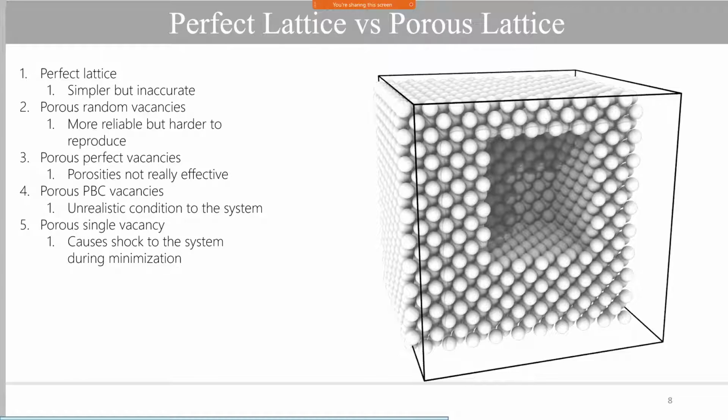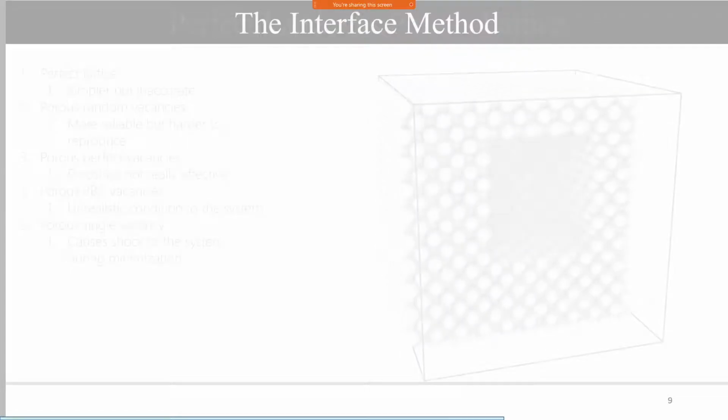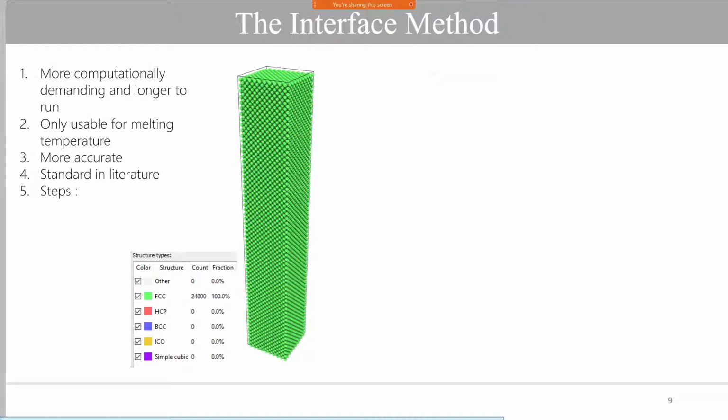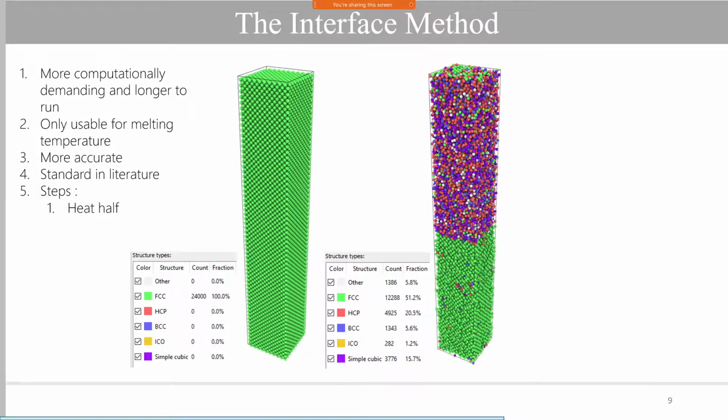Another methodology for evaluating the melting temperature is the interface method. It's more computationally demanding and it takes longer to run. However, it's much more accurate, and this is why it's the standard in literature. So here are the basic steps. First off, you create a big simulation box and you heat up half of it. The idea behind the interface method is that when you create a liquid and you have the interface between the liquid and the solid, the simulation will have an easier time melting due to the presence of that liquid phase.